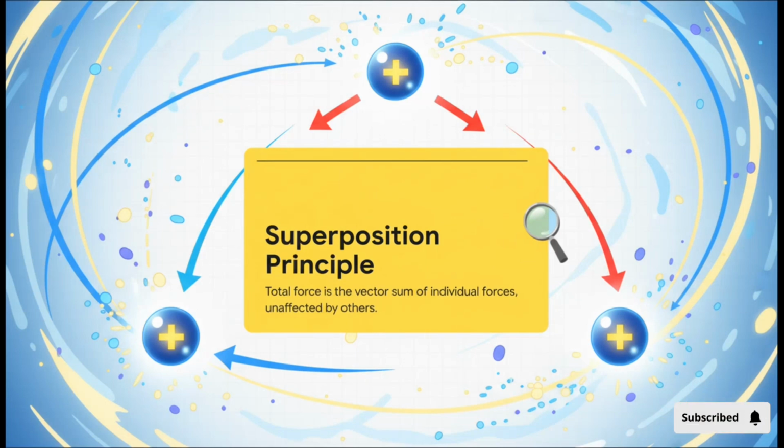Experimentally, we find that the force between any two individual charges is completely unaffected by the presence of a third charge. They are totally independent interactions. So what do you do? You just calculate the force for each pair individually using Coulomb's law, and then you just add them all together using vector addition. It is simply the vector sum of all the individual forces.